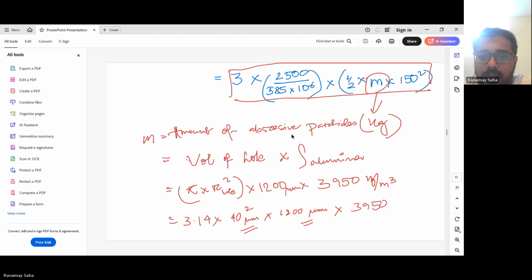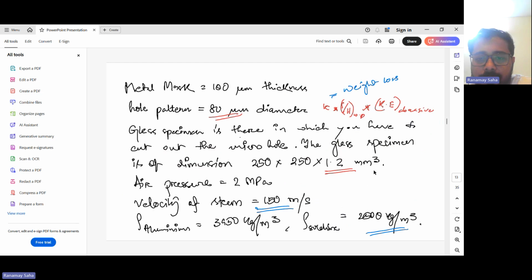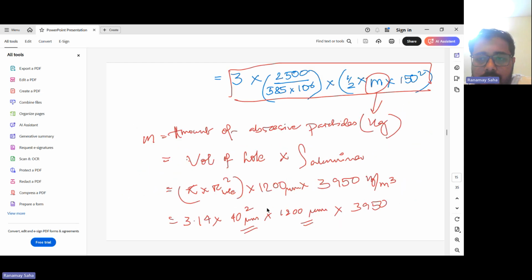The kinetic energy you can find out by finding the mass value, because velocity is already given. So now the question becomes how to find out the mass of the grains. So m, the amount of the abrasive particles in kg: the volume of the hole multiplied by the density of alumina can give you the amount of abrasive particles, right?